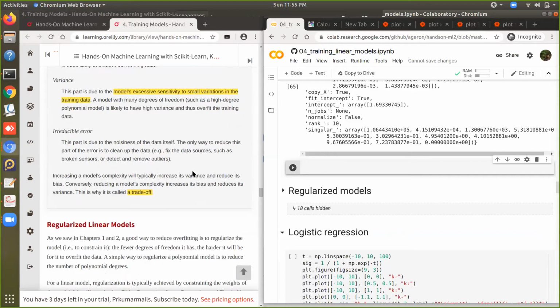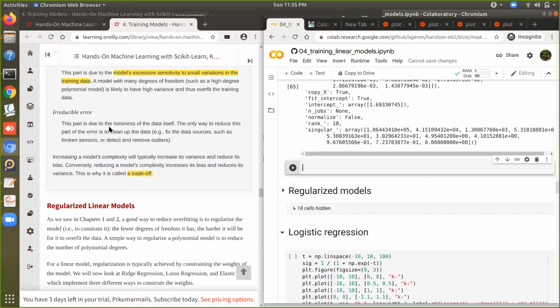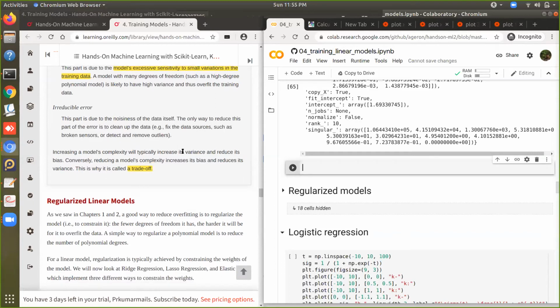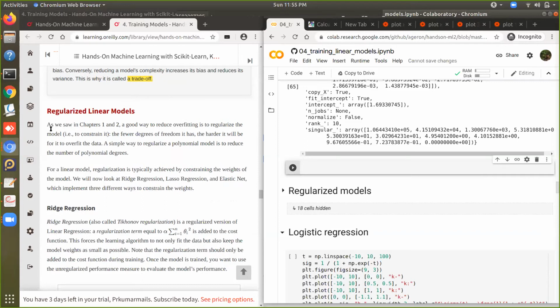Yeah. Then the next one is irreducible error. This is all some noise present in the data sets. The manual way of curating the data is the solution for it. So yeah, the next one is we are going to see the regularized linear models.